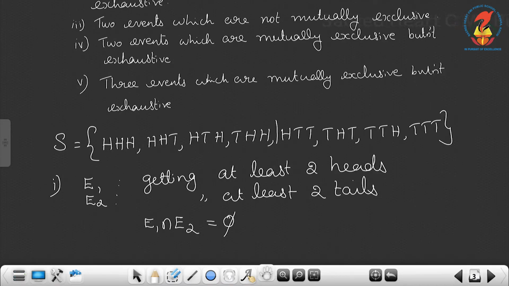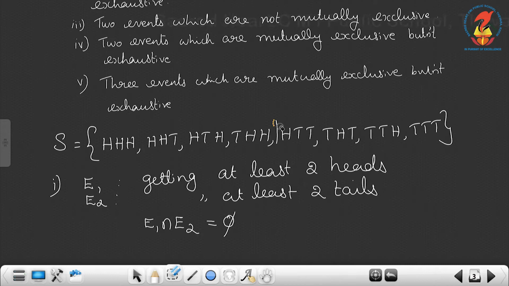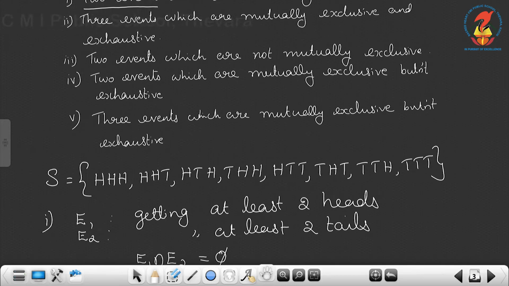You can write in another way. Not compulsory to write this one. You can describe in another way. Okay. Now the second one. What is the second one?